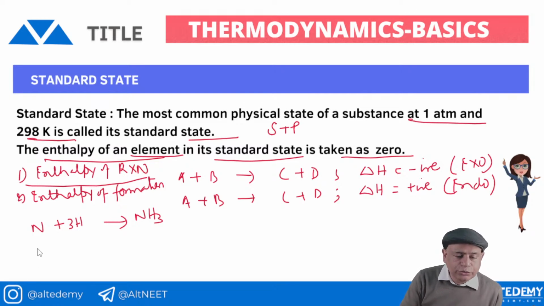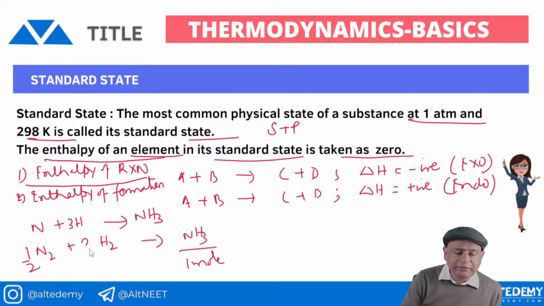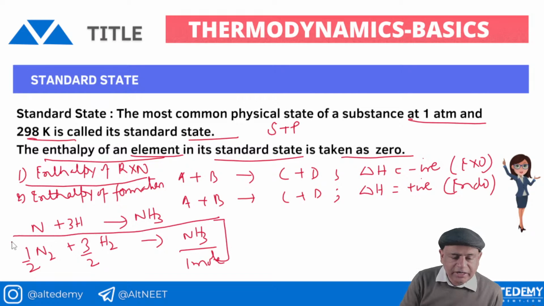We should know that nitrogen exists as N2 and hydrogen exists as H2 to give us NH3. Now this has to be kept at 1 mole only. So here by hook or by crook we will have to write 1 by 2, and here we will have to write 3 by 2, to get this NH3 here. Right? So the enthalpy of formation for this reaction will be written like this.